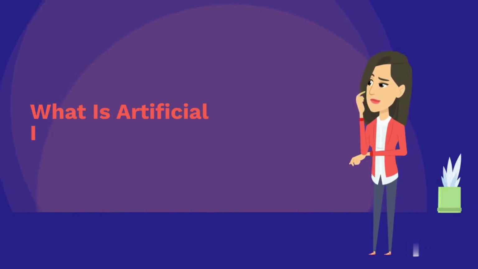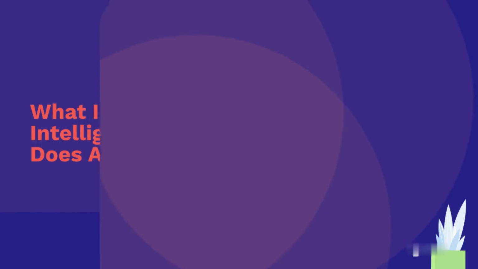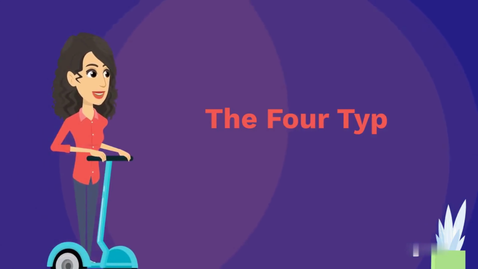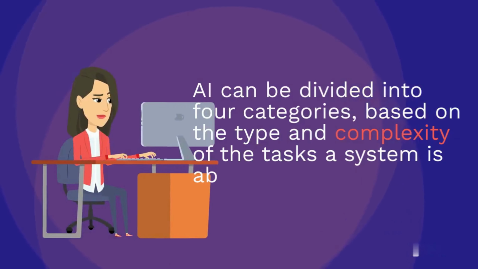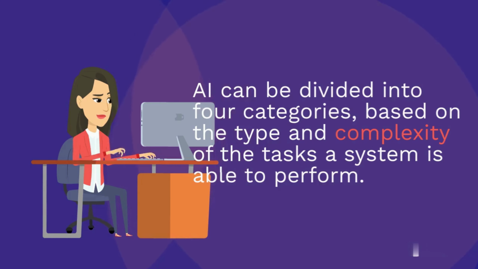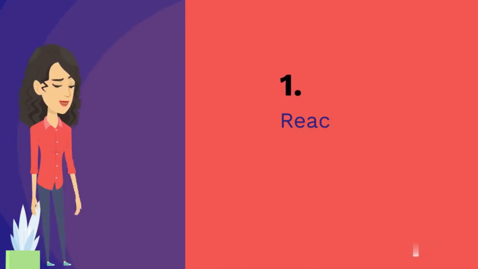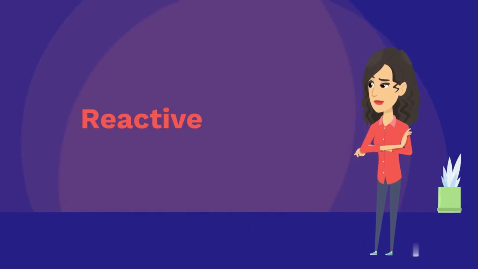What is artificial intelligence? How does it work? The four types of AI can be divided into four categories, based on the type and complexity of the tasks a system is able to perform. Reactive machines.